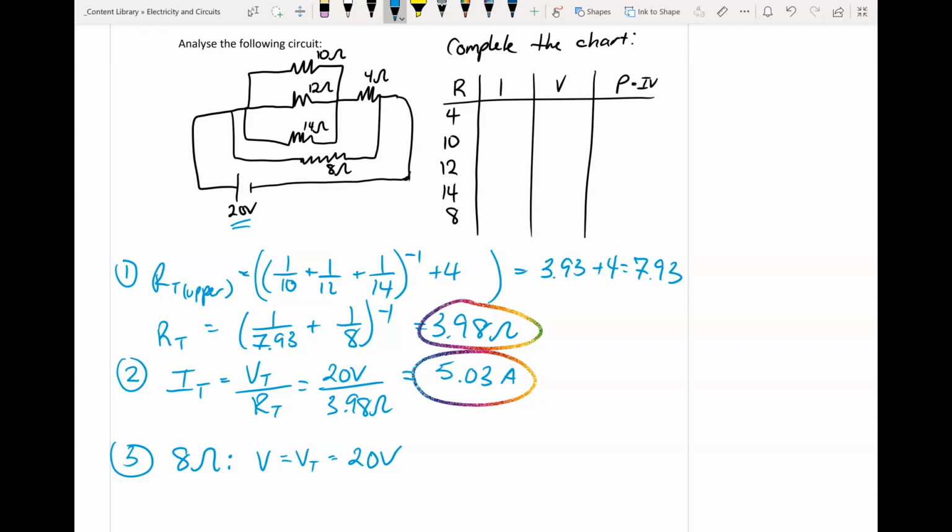It's in a series because there is a path that can just go like this without ever having to touch any of the other resistors. Okay, now we can calculate the current, which is 20 over 8, and that's 2.5 amps. So we can fill this in our chart. So for our 8 ohm resistor, V is 20, and our current is 2.5. If I want to find P, it's going to be 2.5 times 20, which is 50.